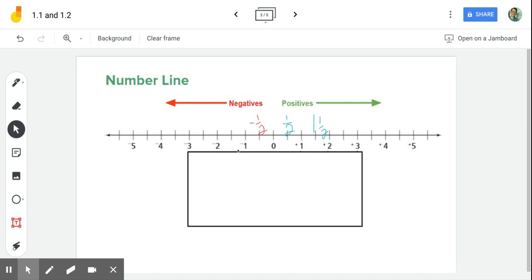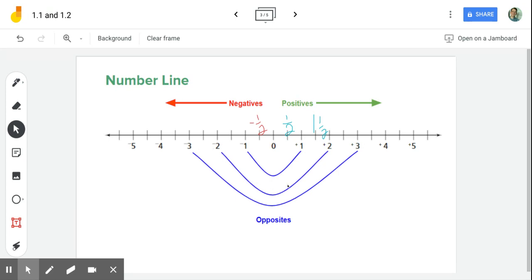Something else that I just said is that negative 1 and positive 1 are very special when we compare them. They are equal distance away from 0, but on different sides. So we call those opposites. The opposite of negative 2 is positive 2. And positive 3 and negative 3 are also opposites. The opposite of positive 12 is negative 12.